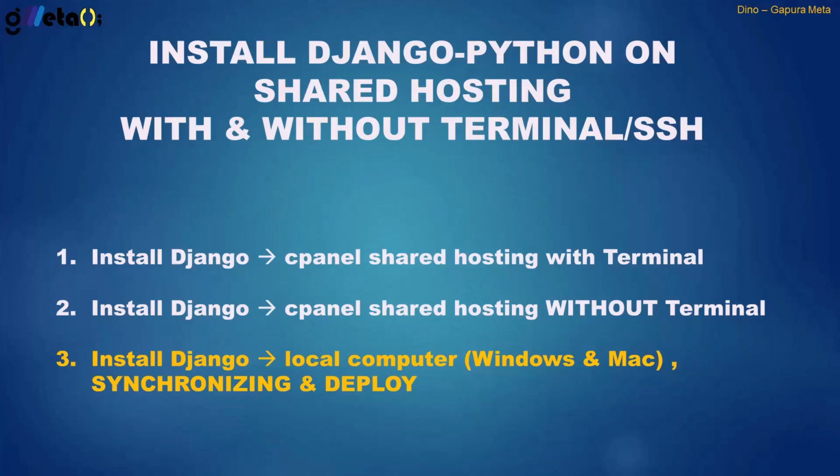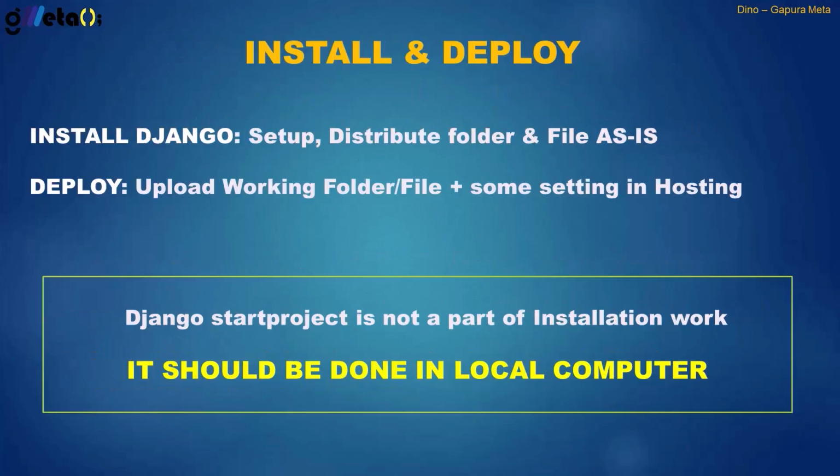As for computer, we're going to use computers with the Windows and Mac operating system. First, we must distinguish between installing and deploying, as the two terms are frequently used interchangeably. Django install includes the setup frame and main system as well as the supporting distribution files. So installing Django means that we are setting up only the main system as well as the framework supporting files as they are, without our files or working scripts.